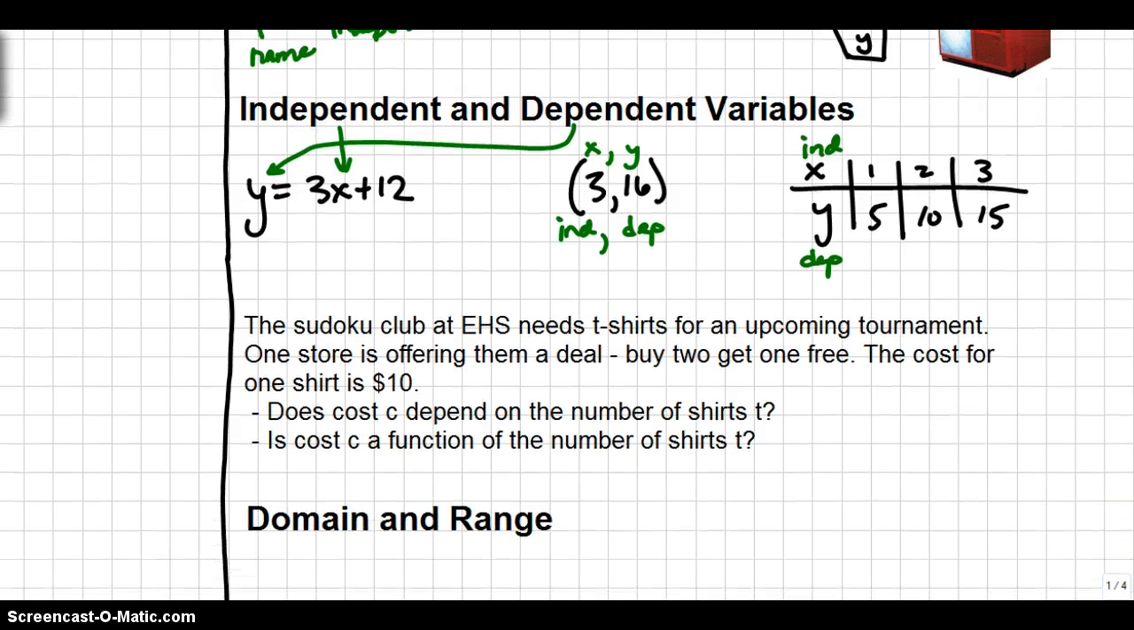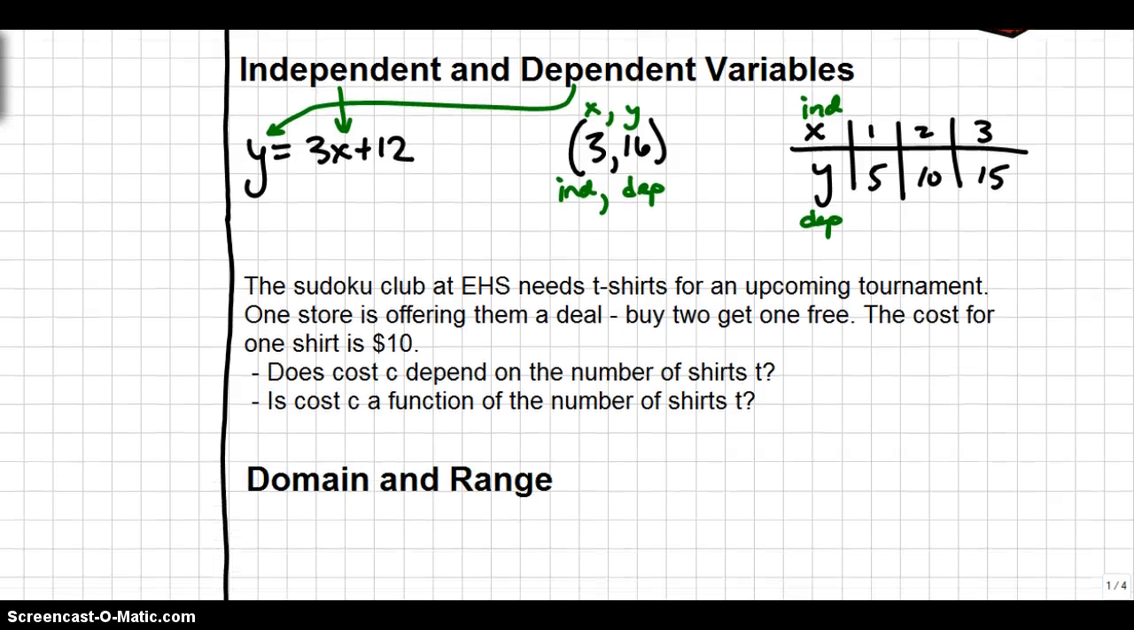In a word problem situation, this is what students can expect to see. The Sudoku Club at EHS needs t-shirts for an upcoming tournament. One store is offering them a deal, buy 2, get 1 free. The cost for one shirt is $10. So what I ask students to usually figure out before they proceed is to determine if C depends on the number of shirts or vice versa.